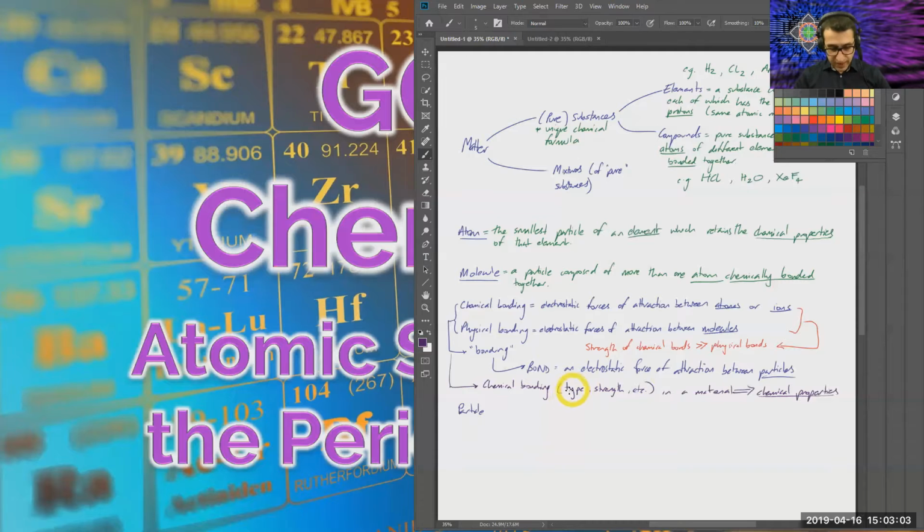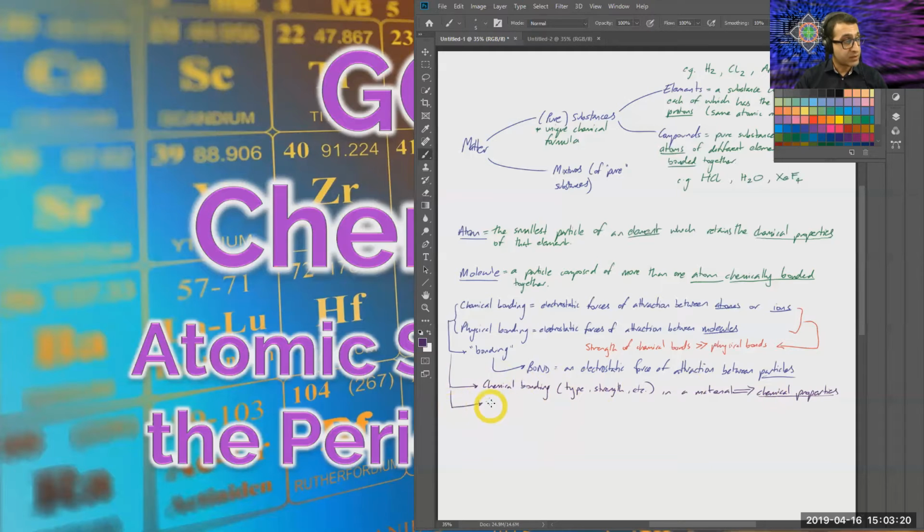So, in fact, let me rub this out and make a bit more space. We'll define the term particle in a moment. So the chemical bonding, the type, the strength of chemical bonding that you find in an element, in a compound, or in the components of a mixture, this is what determines the chemical properties of those materials.